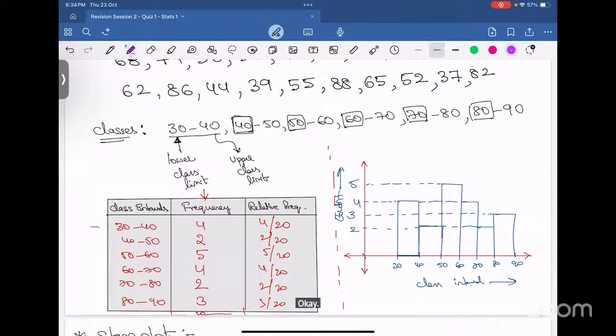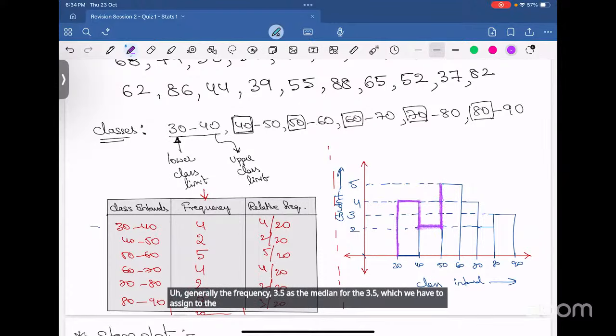Sir, from the table, can we compute the median as well as the mode? The corresponding, we are getting 3.5. Generally, the frequency 3.5 as the median. For the 3.5, which class do we have to assign it to, sir, if we are asked about the median?